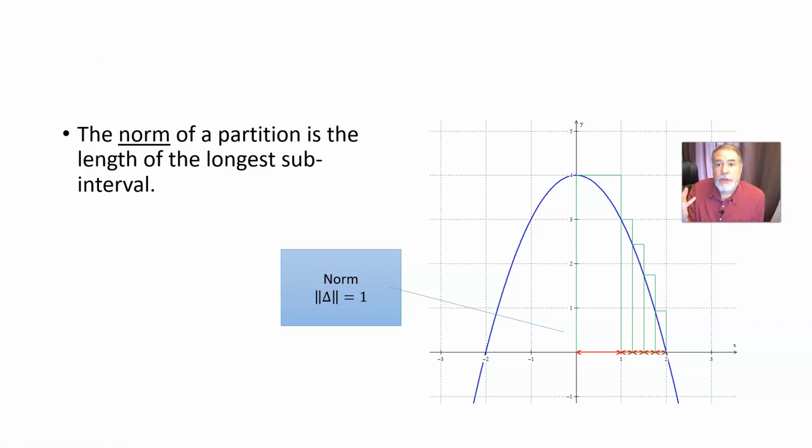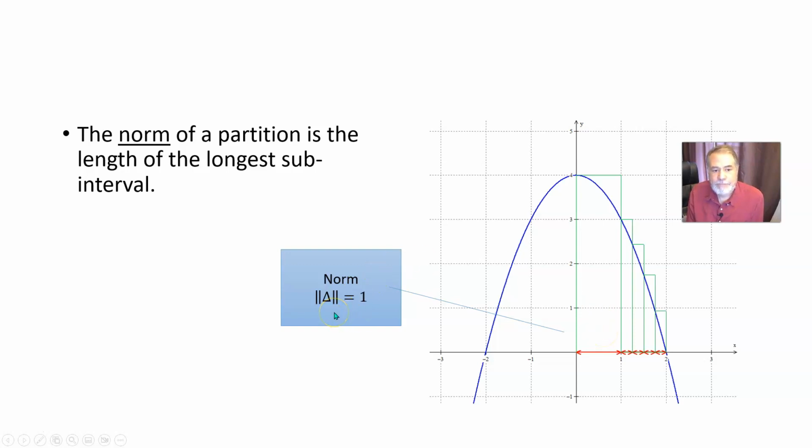And then we define the norm of a partition to be the length of its longest subinterval. So in this example, the longest subinterval is the first one, the one that goes from 0 to 1, which has a width of 1. All the others are shorter than that, so the norm of this particular partition is 1.